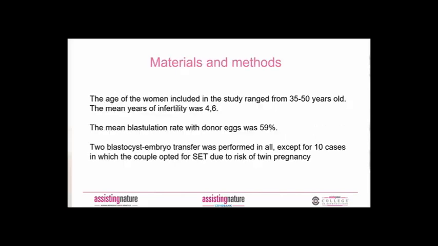The age of the women included in the study ranged from 35 to 50 years old. The mean years of infertility was about 4.6. The mean blastulation rate in our lab with donor eggs was over 59%. Two blastocyst embryo transfer was performed in all, except for 10 cases with single embryo transfer.